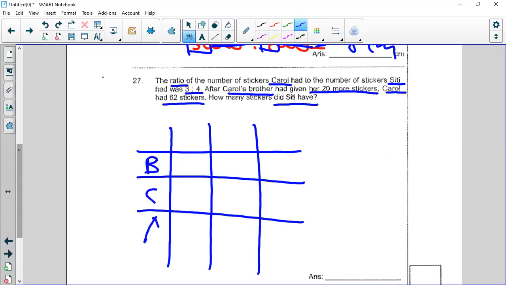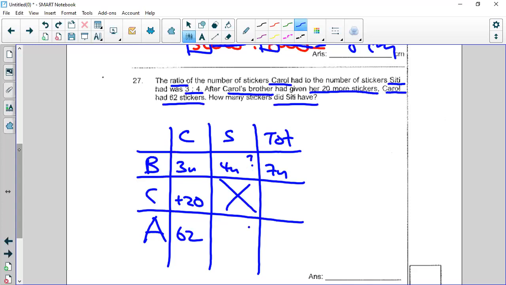Okay, so BCA, this is a table method. All right, understand the table method, very easy to use. Before means at first, change means what happened, after means in the end. So Carol, City, and total. What happens if you don't know how to use a table? Then draw your model. You can still draw model. And the ratio is 3:4:7, call them units. Carol's brother gave her 20 more, so plus 20. City, no change, so there's nothing here. And Carol now had 62 stickers in the end. So how many stickers did City have, which is unchanged? And that's it. Okay, that's our table, very fast.